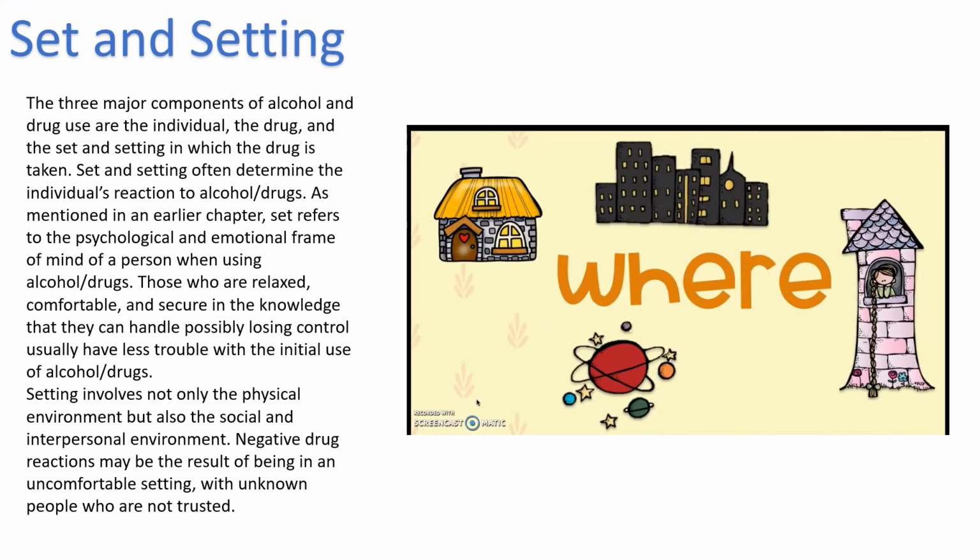Set and setting. The 3 major components of alcohol and drug use are the individual, the drug, and the set and setting in which the drug is taken. Set and setting often determine the individual's reaction to alcohol and drugs. As mentioned in an earlier chapter, set refers to the physiological and emotional frame of mind of the person when using alcohol or drugs. Those who are relaxed, comfortable, and secure in the knowledge that they can handle possibly losing control usually have less trouble with the initial use of alcohol or drugs.